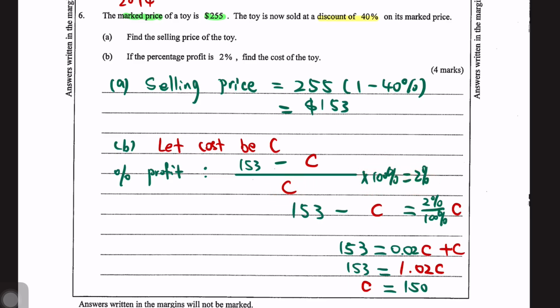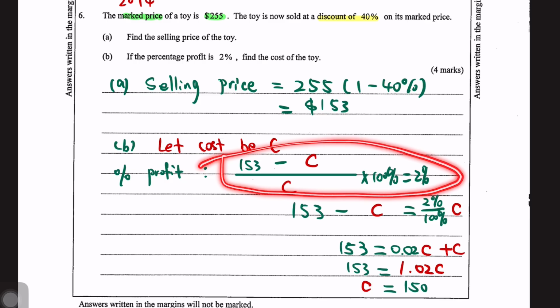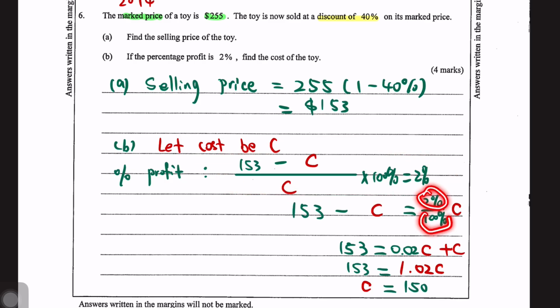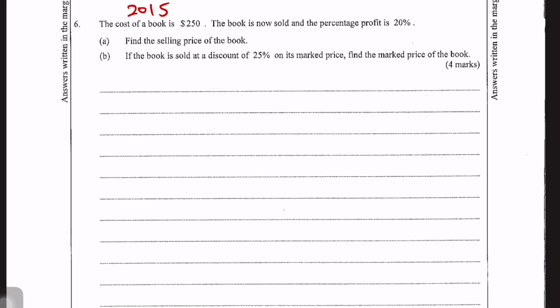Okay, here, how do we solve this equation? We have the 2%, we have 100%. Actually, they're just some numbers, right? So you move this to the side, you divide by 100%, and then times the C. So you have the 0.02C, and then plus the C to the other side. So the final answer, we have C equals 150. Read the question first, try by yourself.